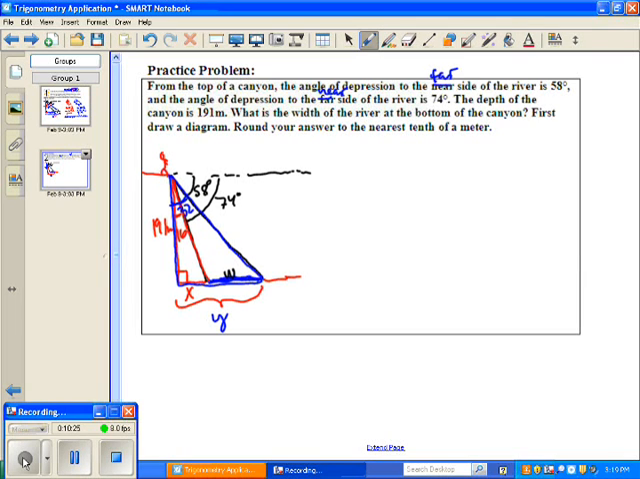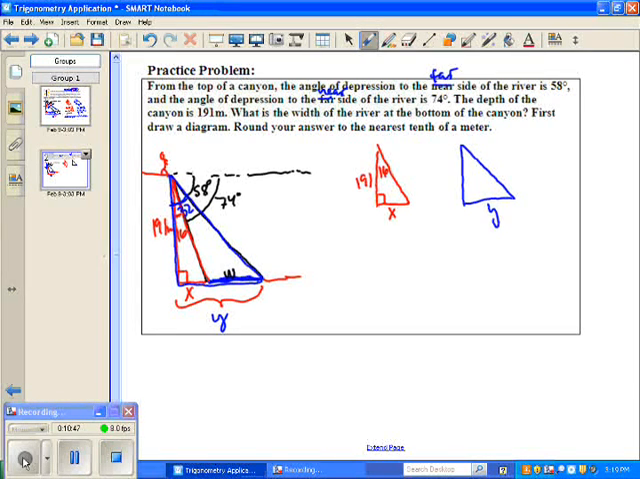Let's draw those triangles on the side just to help us distinguish them a little better. So we have the skinnier triangle here, 16 degrees inside. Okay, then we have the blue triangle, which is the bigger triangle. Let's call this y. Again, this side is 191 because that's the side of the canyon, 32-degree angle. Okay, so we have everything now to start the problem.